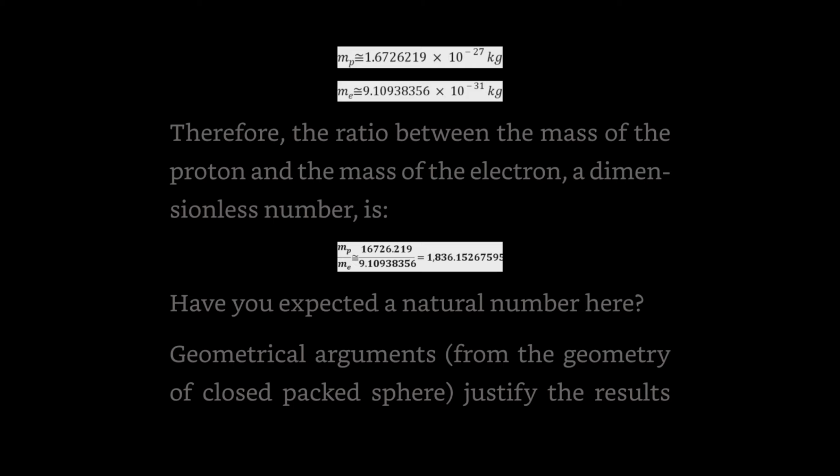Therefore, the ratio between the mass of the proton and the mass of the electron, a dimensionless number, is equal to 1836.15267595. Have you expected a natural number here? Geometrical arguments, from the geometry of close packed spheres, justify this result.